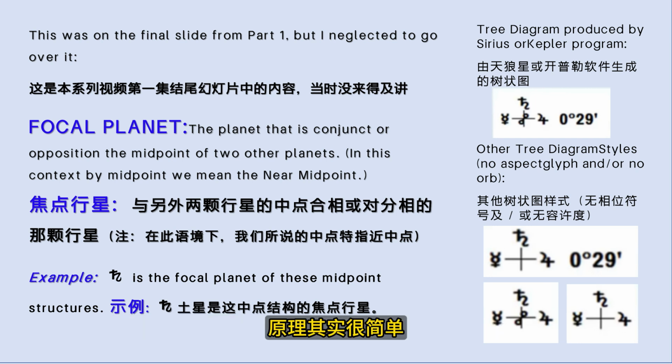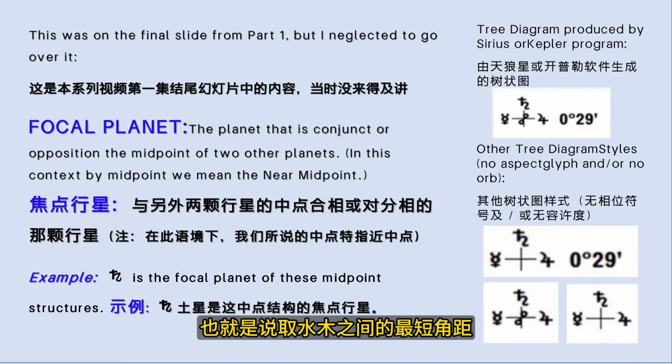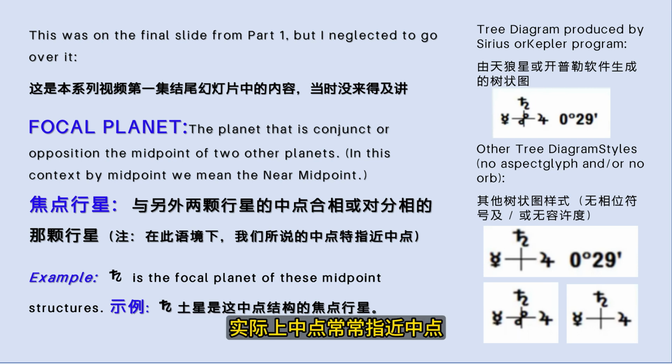Very simple. And when we say midpoint in this context, we mean near midpoint. So you're taking the shortest distance between Mercury and Jupiter, and that point halfway, measuring the shortest distance between Mercury and Jupiter, that's the midpoint, more specifically often called the near midpoint. So Saturn opposition the Mercury-Jupiter midpoint also means that Saturn is conjunct the far midpoint.